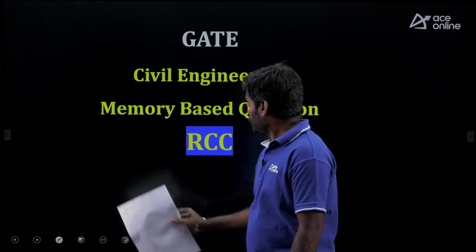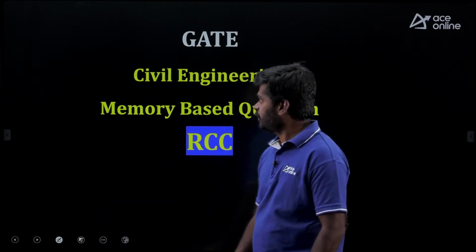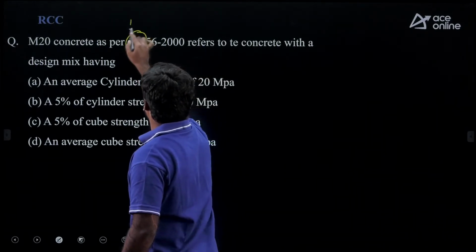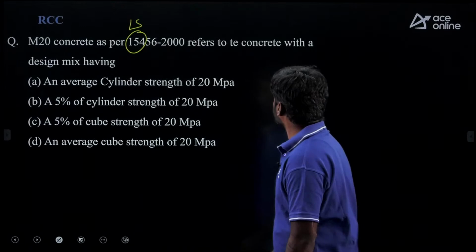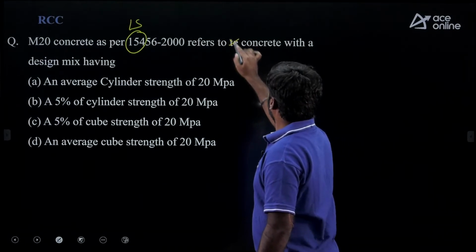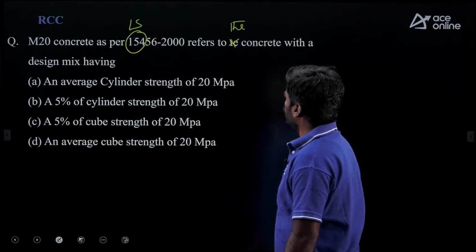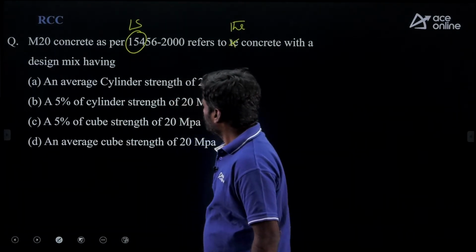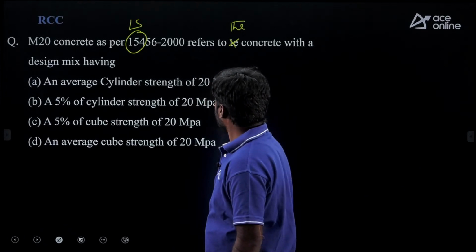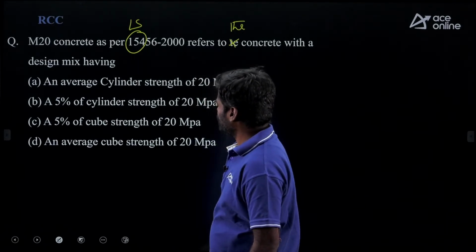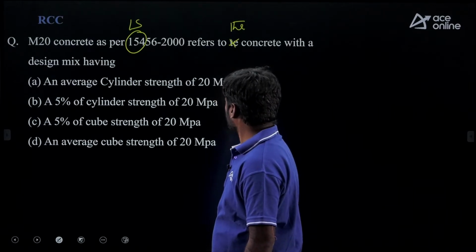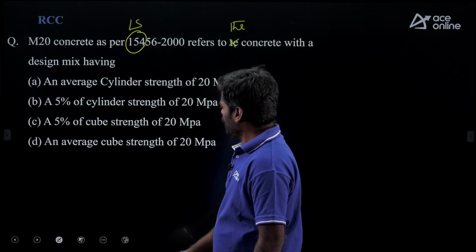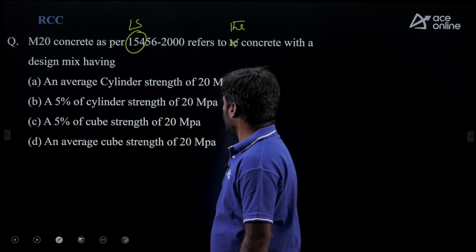Okay, dear students, from RCC, they have given 3 questions. Let us see. The first question: M20 concrete as per IS 456-2000 refers to the concrete with a design mix having, given options A, B, C, D. A, an average cylinder strength of 20 megapascal; B, a 5% of cylinder strength of 20 megapascal; C, a 5% of cube strength of 20 megapascal; D, an average cube strength of 20 megapascal.